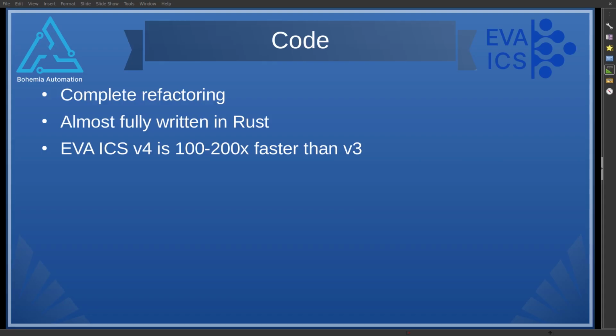About the code. The code has been completely refactored. Consider version 4 a completely new platform, written from scratch in Rust, a modern systems language which works with the speed of C but provides much more safety and is much easier to use. As already mentioned, version 4 is much faster than version 3. According to tests, it works 100 times, sometimes even 200 times faster in typical tasks, and beats not only EVA ICS version 3, but all the existing automation platforms.